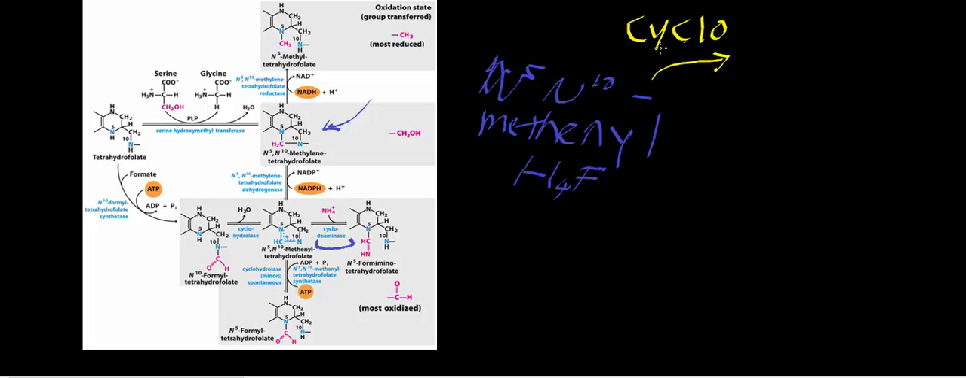Let me write this. It's going to be N5,N10-methynyl tetrahydrofolate. So we can take this one of two directions. Either we can react it with cyclohydrolase or N5,N10-methylene tetrahydrofolate dehydrogenase. So let's talk about the first one. Let's react it with cyclohydrolase, and that's this enzyme right here.